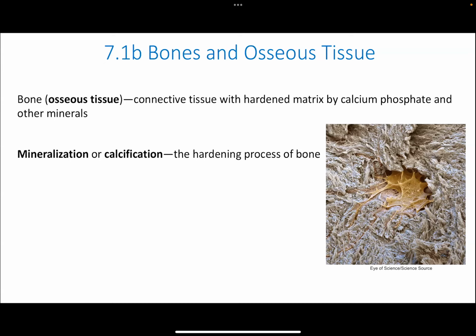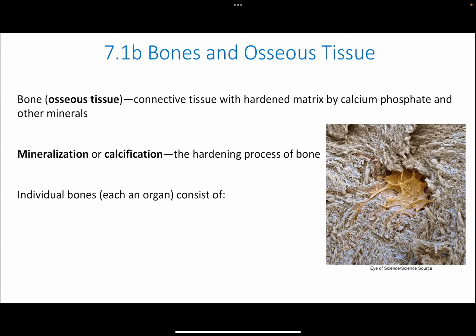So what happens here is the mineralization or calcification that occurs in this connective tissue is essentially going to be that hardening process of the bone. So it's this mineralization and calcification that makes bone so hard.